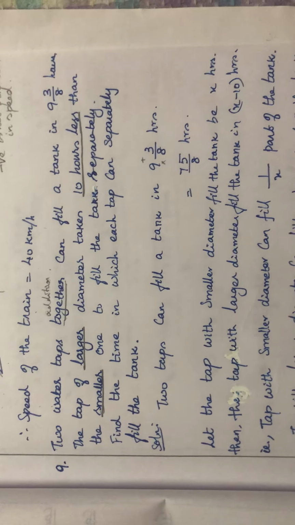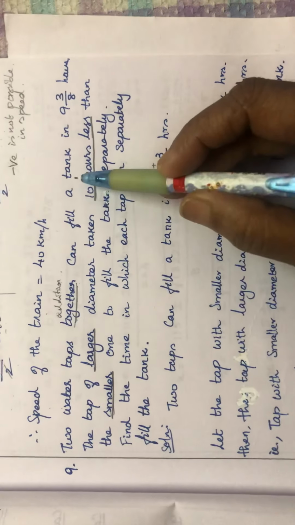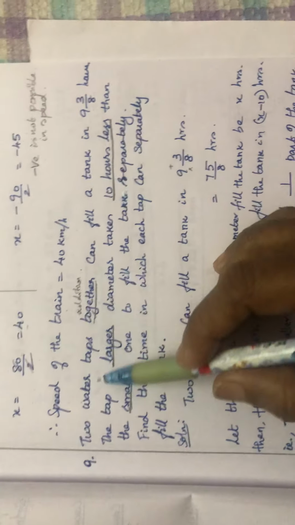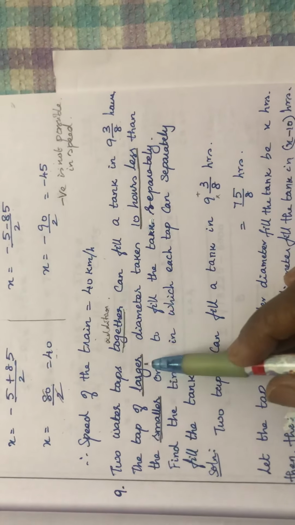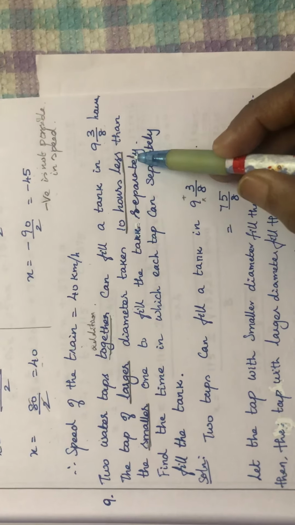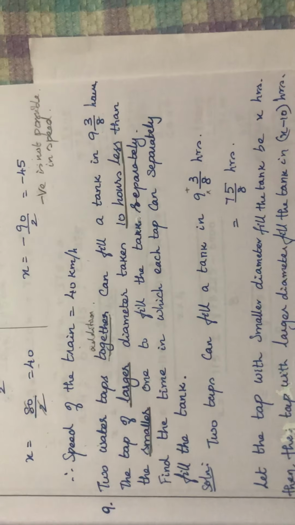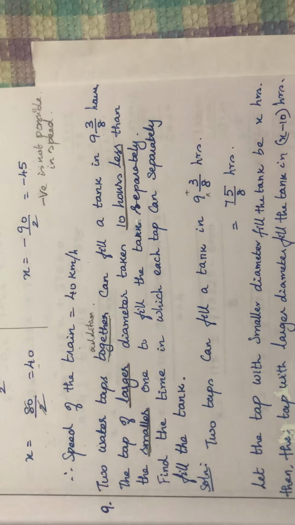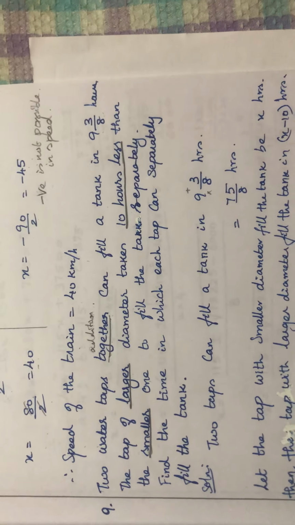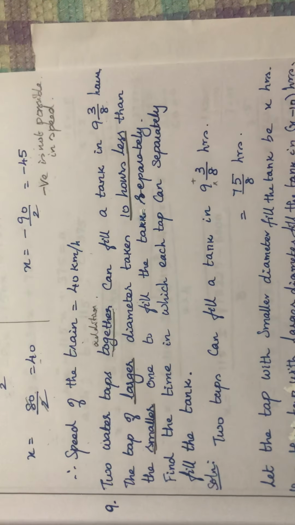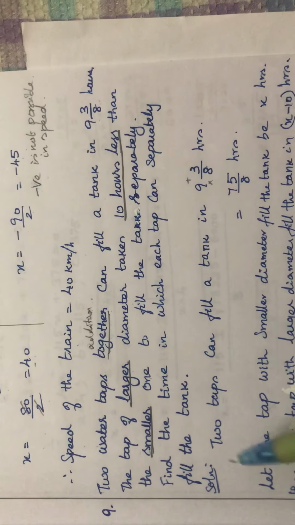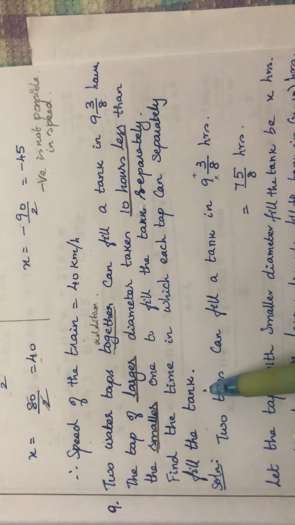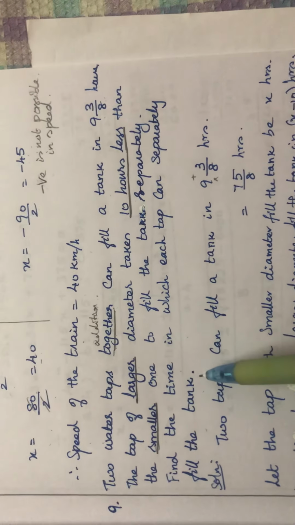So what is the given? They have given two taps together can fill the tank in 9 3/8 hours. Timing is given for together of two taps, and they have given larger tap diameter takes 10 hours less than the smaller one. So two taps are given for you. One is with a larger diameter and one is with a smaller diameter. The comparison is given. Larger diameter takes 10 hours less than the smaller one. Find the time in which each tap can separately fill that tank. So they are asking you to find the time to fill that tank.